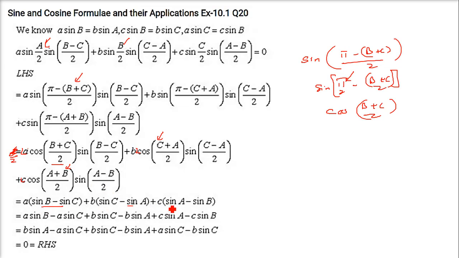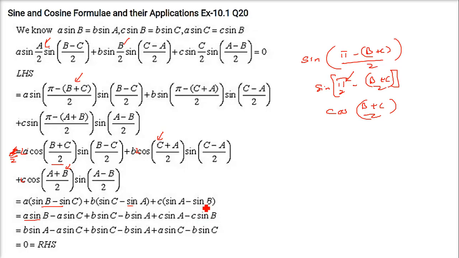Now multiply this a inside. So when you get a sin b, it is already there. Do we have a sin b? Or do we have this a sin c? Do we have a sin c? No. We have b sin c. Do we have b sin c? No. We have the c sin a and c sin b.